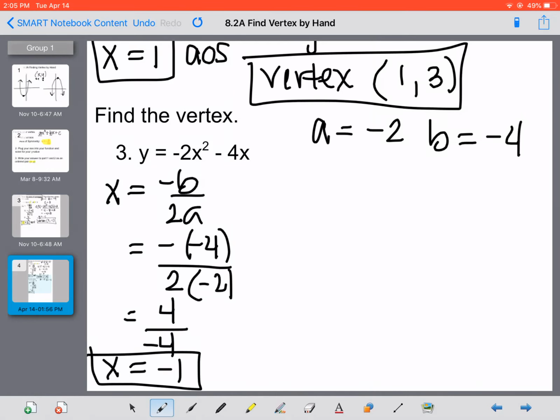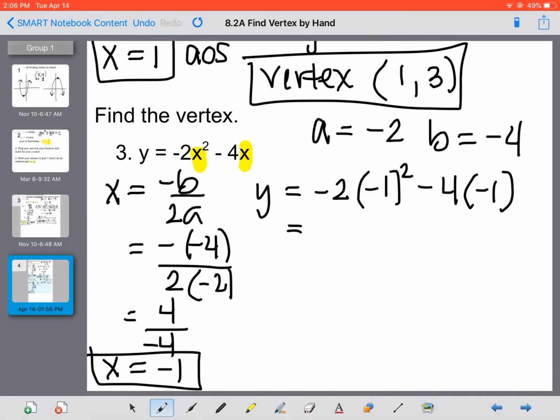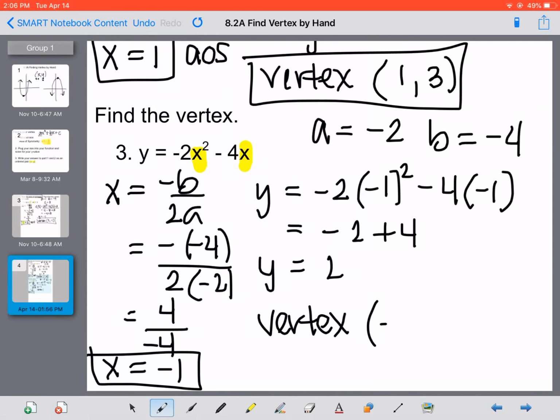So there's our x, and now all we need to do is plug it in for x in our equation. So we have y is -2 times -1 squared minus 4 times -1. Well, -1 squared is a +1, and 1 times -2 is a -2. And then we have a -4 and a -1, so that gives me +4, which means y is 2. So our vertex is going to be at the point -1, 2.